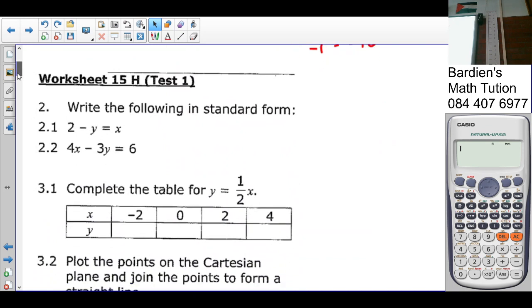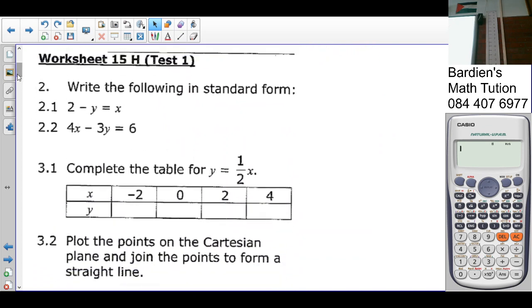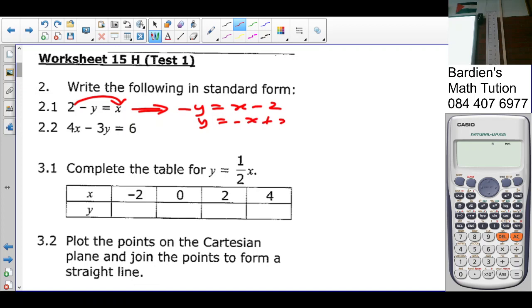Number 2, worksheet 15H number 2. You must write that in standard form. This is simple. Make y the subject of the formula. We take it over, so negative y is equal to x minus 2, divided by negative. So it's negative x plus 2.